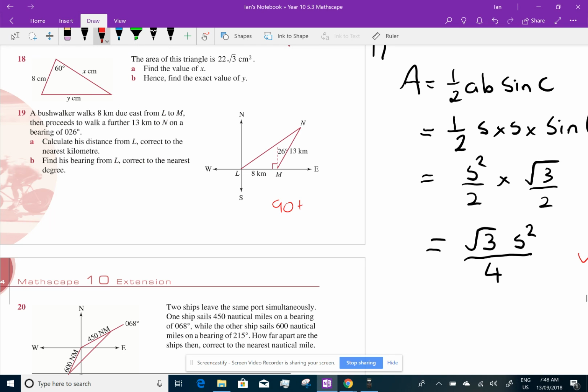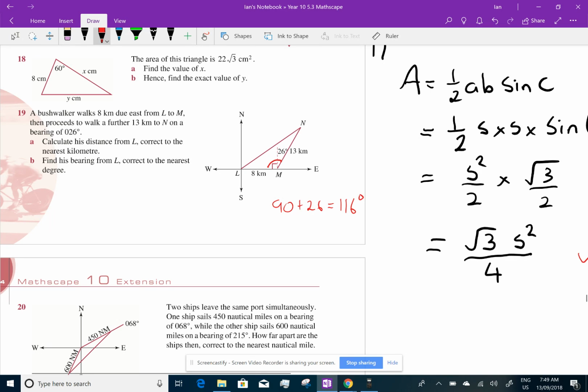90 plus 26 is 116 degrees. So that angle in there is 116 degrees. Okay, calculate his distance from L.